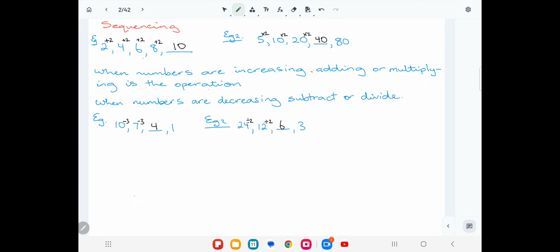So just a recap, to identify sequencing, if the numbers are increasing, you know you have to add or multiply. When the numbers are decreasing, we subtract or divide. Alright, and I just look for the pattern between the first and the second position. Okay.